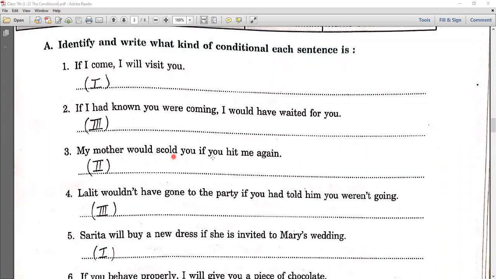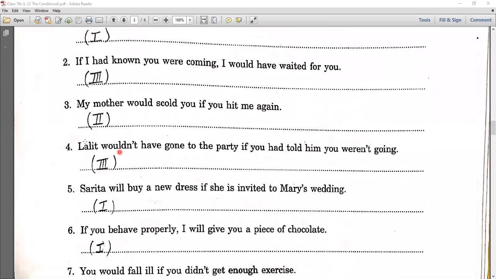My mother would scold you if you hit me again. My mother would, we use for the past conditional sentence, and for past, which one did we use? Second. Okay. And there is if you hit me again. Hit is the second form. Actually all three forms of hit are the same. Hit. Okay. And here this is the second form. And how do we recognize it? With would in the main clause.